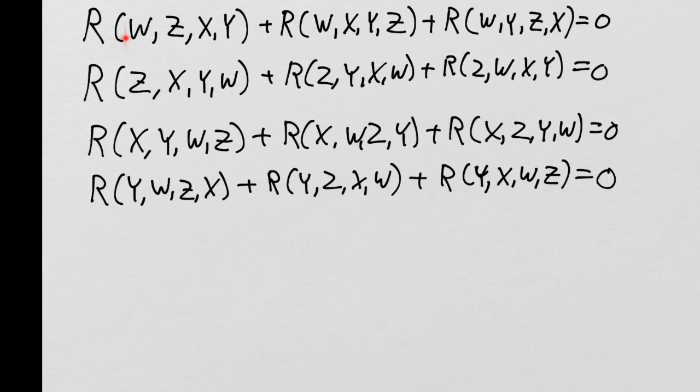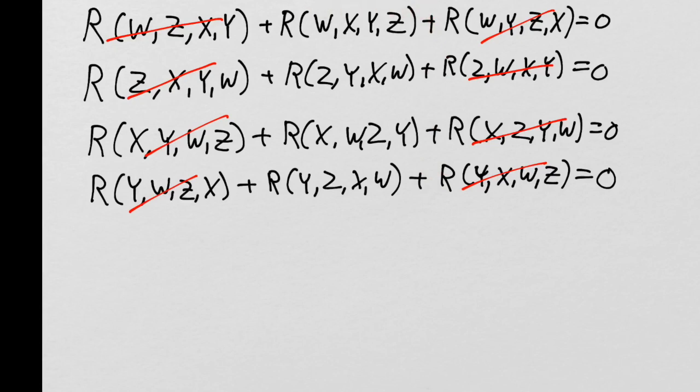I get R Z W X Y with a minus sign, and here's R Z W X Y with a plus sign. So this would cancel with this. And I can do that for most of these, but not all of them. In fact, it looks like I can get rid of 8 of them, leaving me these guys here.